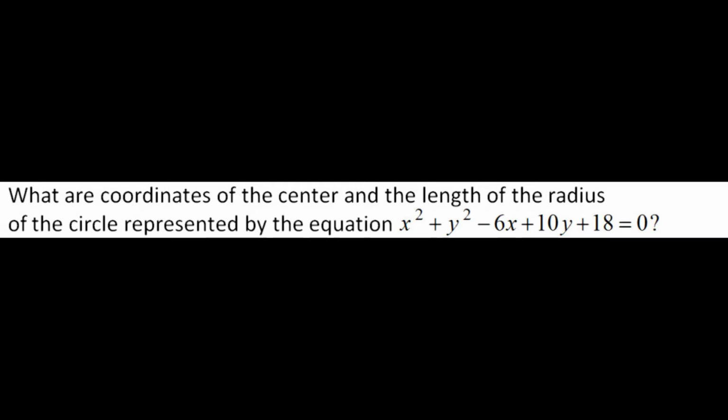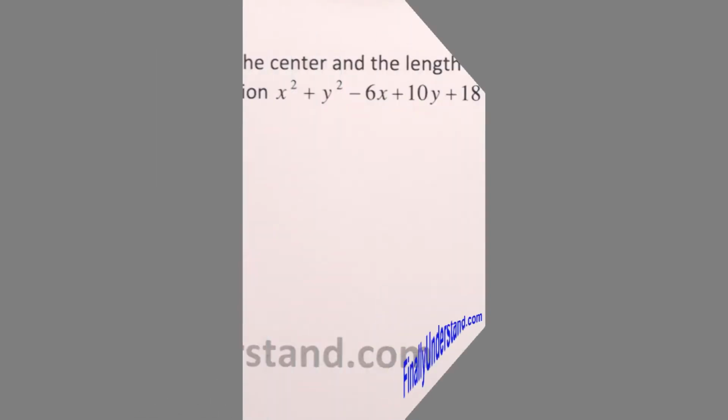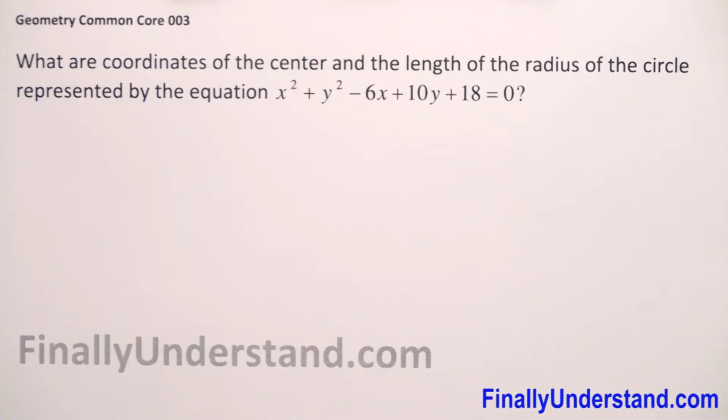What are the coordinates of the center and the length of the radius of the circle represented by the equation x squared plus y squared minus 6x plus 10y plus 18 equals 0? We need to find the center and the radius.